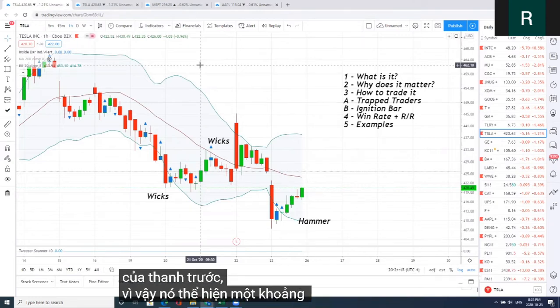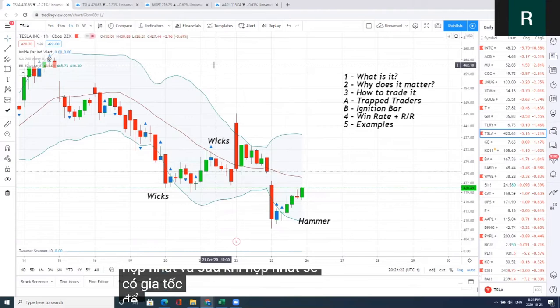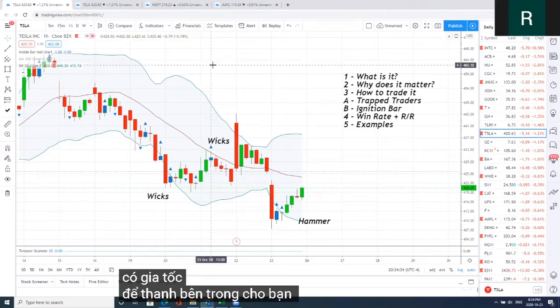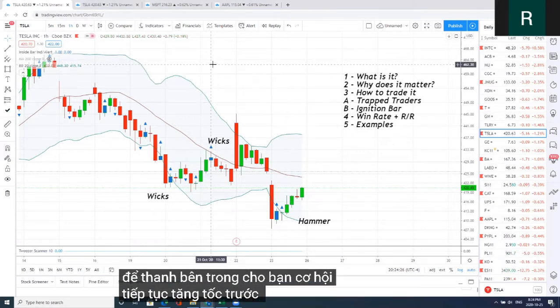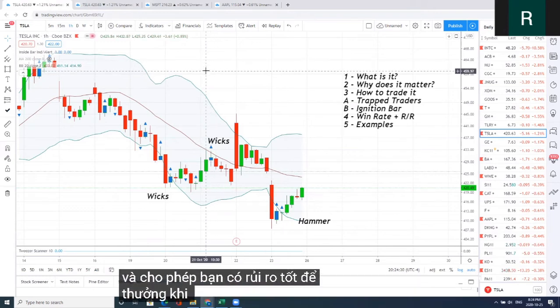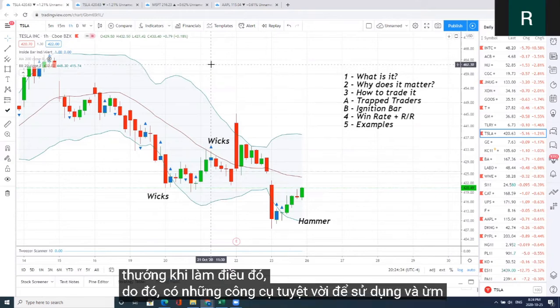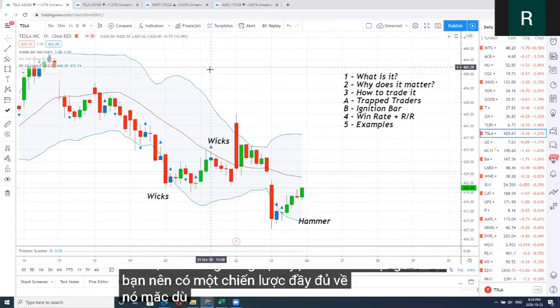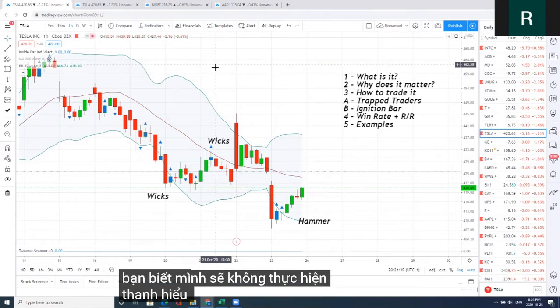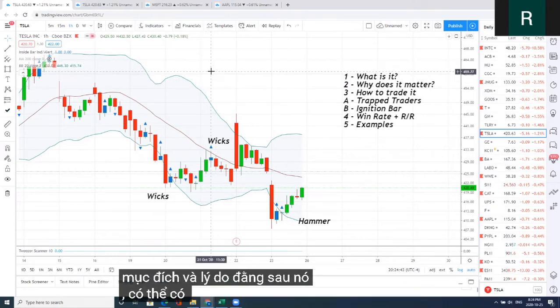So it represents a period of consolidation, and after consolidation comes acceleration. So the inside bar gives you a chance to get onto the acceleration before it breaks out, and allows you to have a good risk to reward while doing that. So they're great tools to use, and you should have a full strategy around it though. You're not going to take every single inside bar unless you have a purpose and a reason behind it, which could be many things.